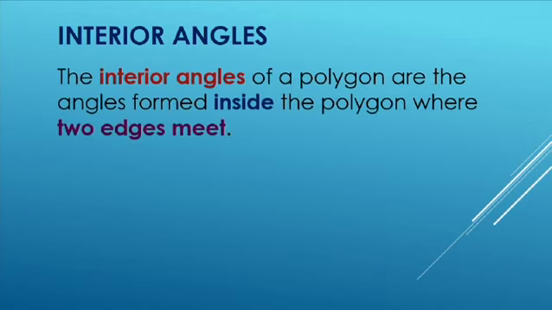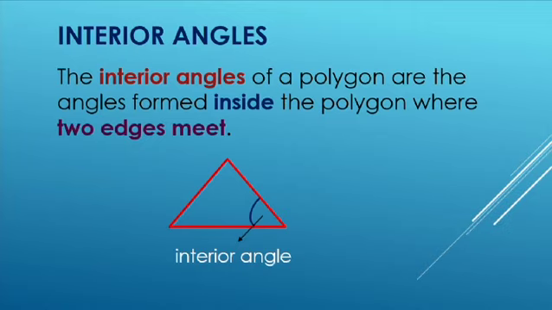Now, we've said that we're going to learn about interior angles. What do we mean by interior angles? Now, the interior angles of a polygon are the angles formed inside the polygon. That's what we call an interior angle, where the 2 edges meet. Right, let's see an example. This is a simple triangle, right? You've seen these 2 edges and the angle. That's what we call the interior angle.